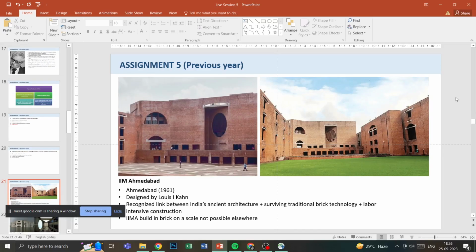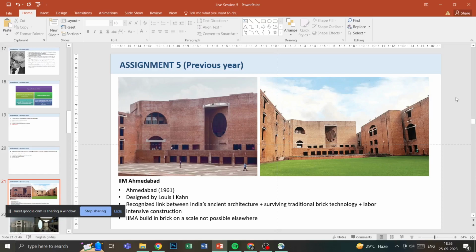this is how Ahmedabad looks. This is located in Ahmedabad, the Indian Institute of Management, Ahmedabad, one of the most prime institutes of management in India. It was constructed in 1961. It was designed by Louis I. Kahn, and he recognized the link between India's ancient architecture and surviving traditional brick technology plus labor-intensive construction.